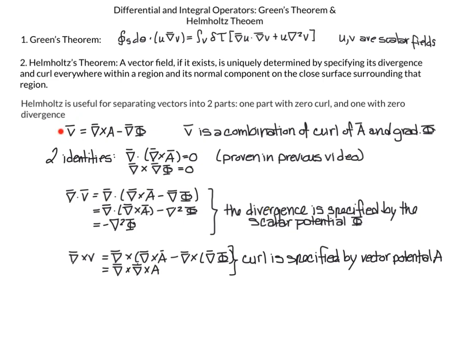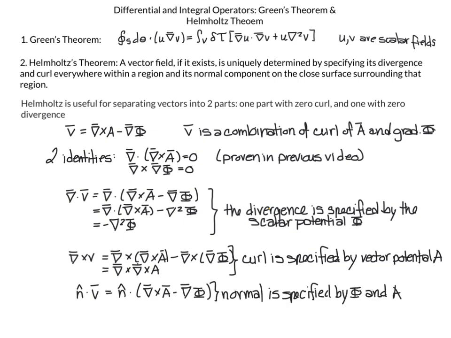I can now take the cross product of my vector V, so that's the cross product of this whole expression, so that's del cross A minus del cross gradient of phi. I guess I've already distributed, I need parentheses here. And then, as we saw here, the cross product of a gradient field is equal to 0. So this goes away. So what this tells us is the curl is specified completely by this vector potential A.